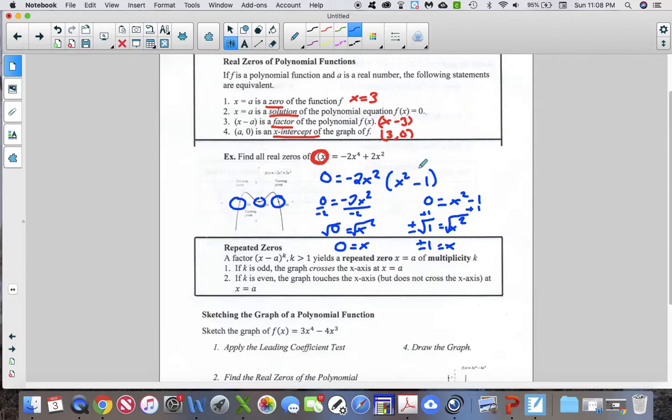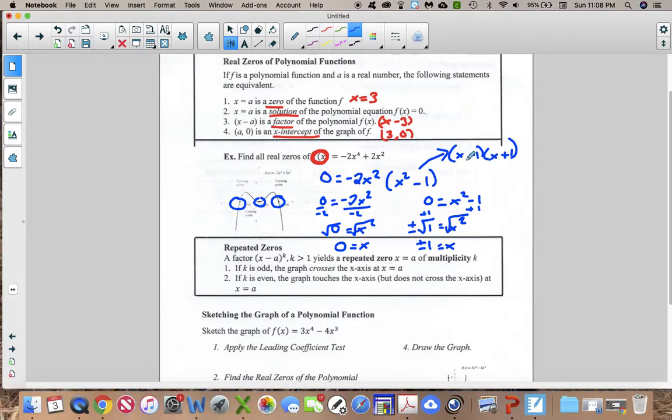Now, if you wanted to do that a little bit differently, you would notice that x squared minus 1 is a difference of squares, which is x minus 1 times x plus 1. And if you do it that way, you will not forget the plus and minus, because when you set this equal to 0 and set that equal to 0, you'll get 1 positive, 1 negative. So if you factor it as a difference of squares, you probably won't forget the plus and minus, but that's just an extra step you would have to do.